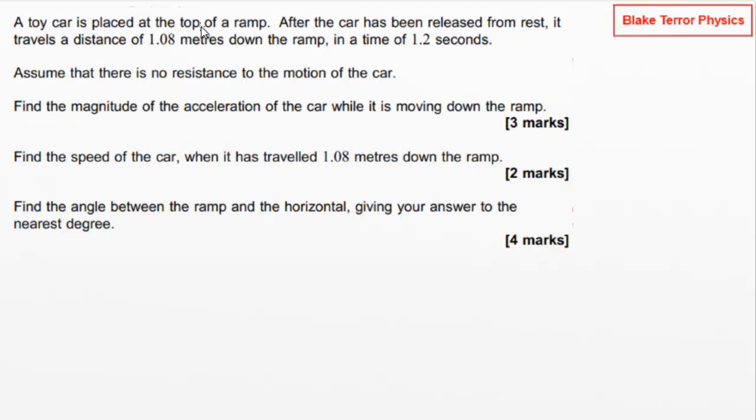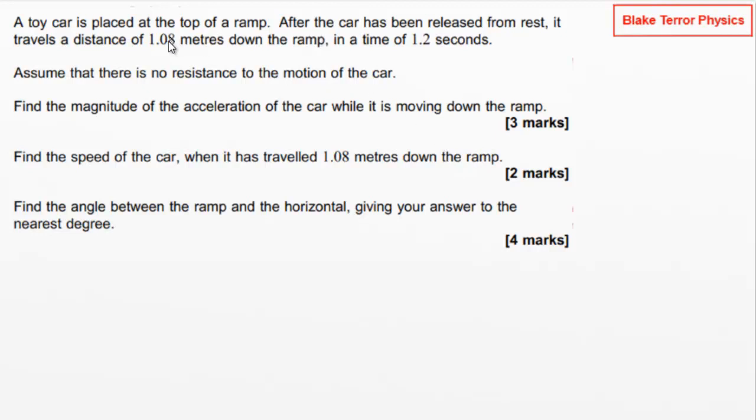We've got a toy car placed at the top of a ramp. The car's released from rest and travels 1.08 meters down the ramp in a time of 1.2 seconds. Assume there's no resistance to the motion of the car. Initially we haven't said anything about forces here. They just want us to get the magnitude of the acceleration of the car and then find the speed of the car when it's traveled 1.08 meters down the ramp. We can do these in any order, but it's easier to go the other way round on these.